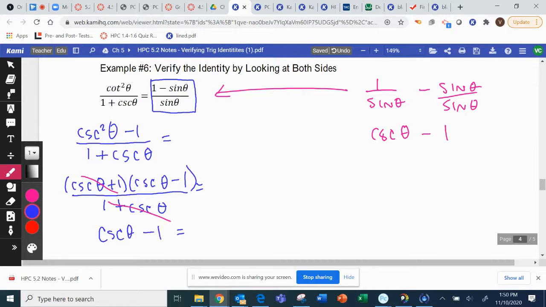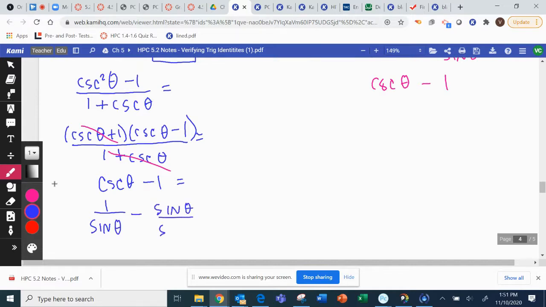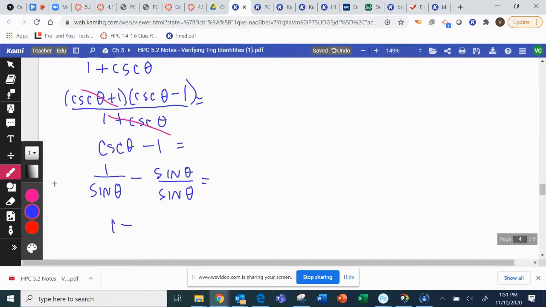Okay, so now I need cosecant minus 1 to look like 1 minus sine theta over sine theta. When I started looking at the other side, which I did in pink off to the side, I can see what I need to do next to get there. I need to change cosecant into 1 over sine, and I need to change 1 into sine theta over sine theta, which will become 1 minus sine theta over sine theta. And then we're done.